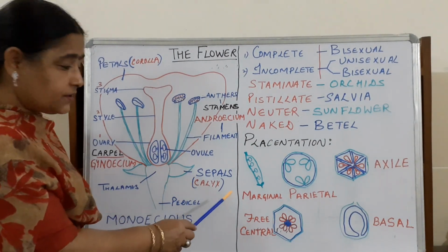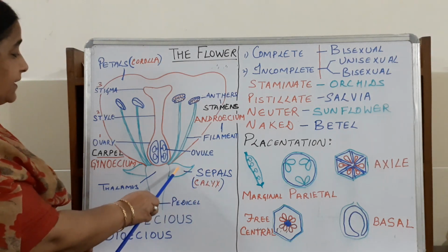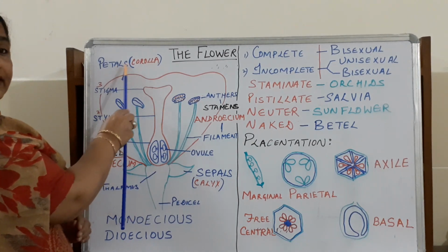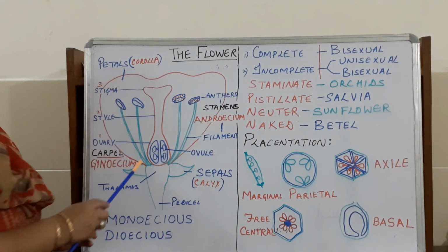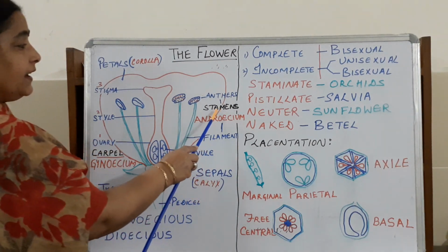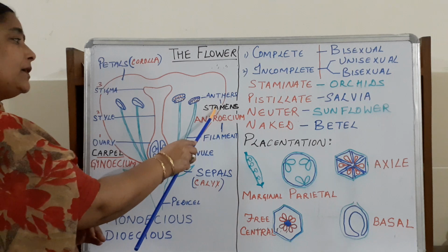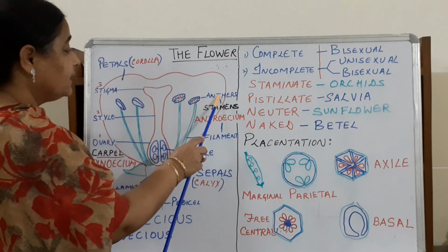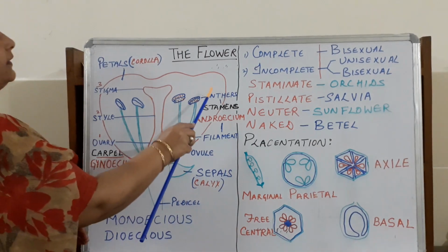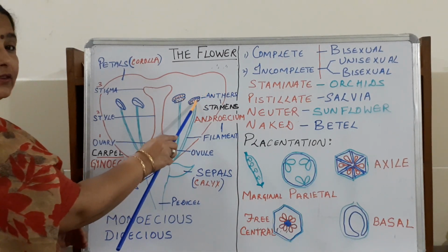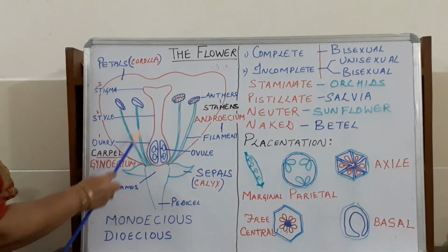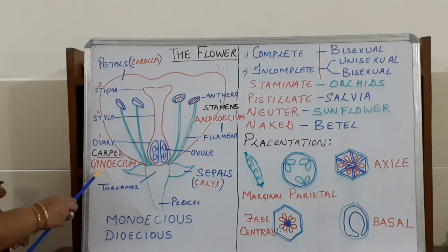The outermost was the calyx, which is a collection of leaf-like structures, the sepals, and the second whorl is the corolla, which is a collection of petals. Inner to the petals is the androecium, which is a collection of stamens. Each stamen has two parts, the anthers and the filament. The filament is just a stalk, and the anthers are the carriers of the male reproductive cells called pollen grains. The innermost whorl is that of the gynoecium.